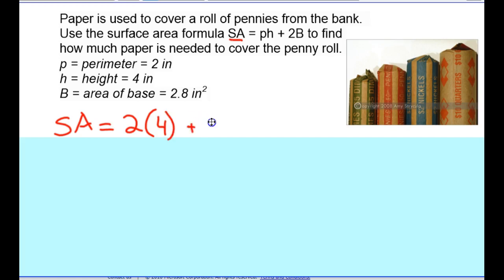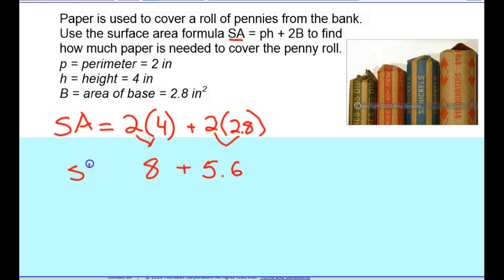plus 2 times B. We said B is the area of the base, and the area of the base is 2.8. So 2.8. So we've got 2 multiplication problems. We have to do those, the one on the left first. So 2 times 4 is 8, plus 2 times 2.8, which gives us 5.6.